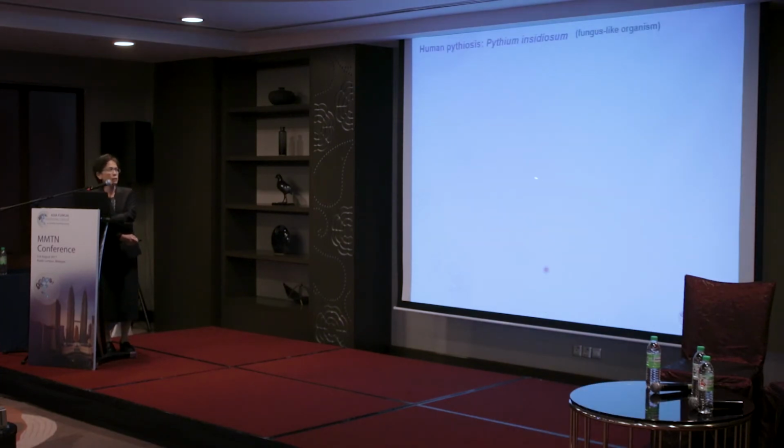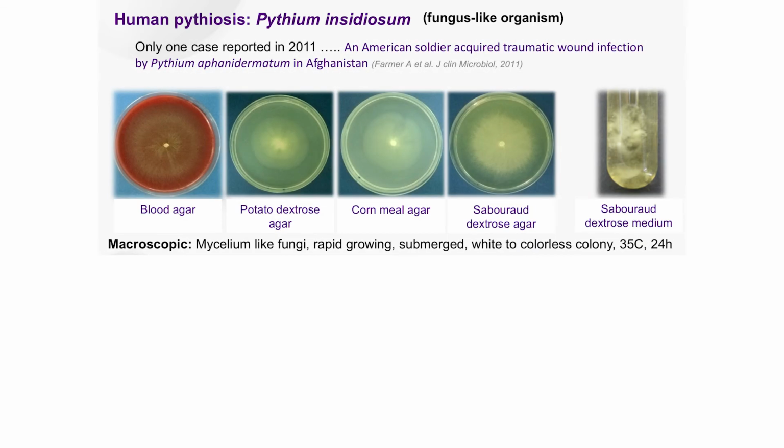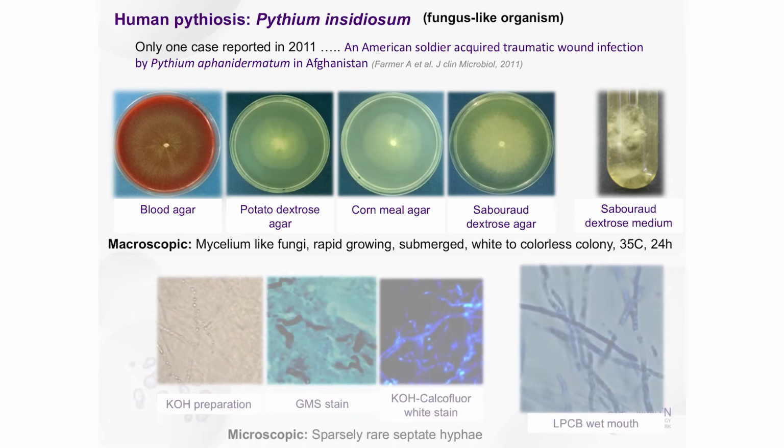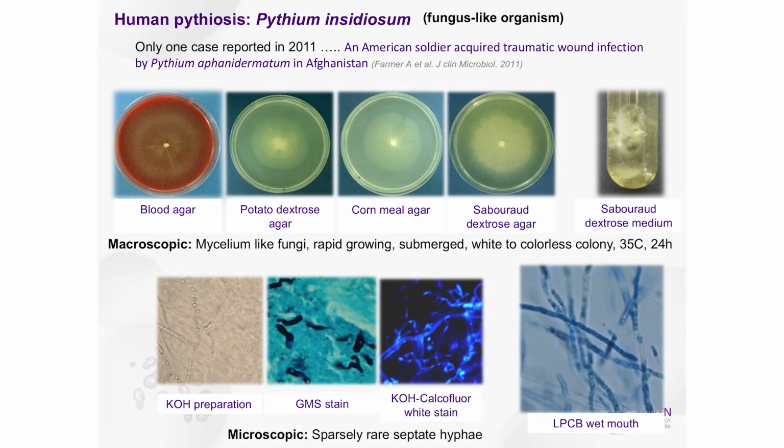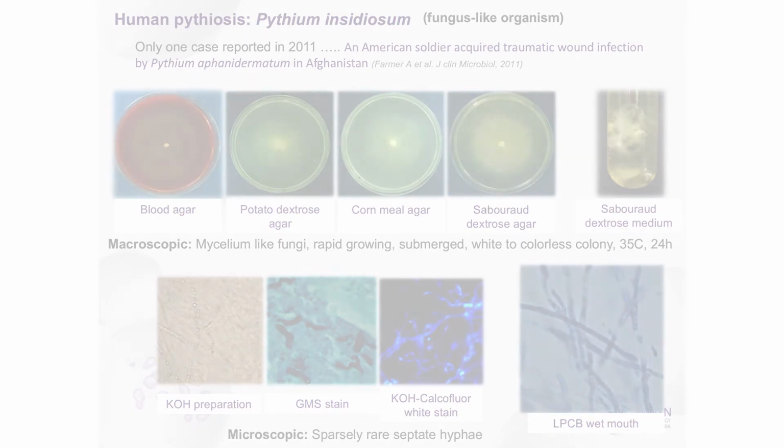So what is the causative agent? Pythium, mostly, 99% is Pythium insidiosum. And it really grows very fast on any kind of medium or in the blood. Here, everything just looks like fungus. That's why we call it a fungus-like organism. Even though it is far away from fungus, it is just close to the algae.